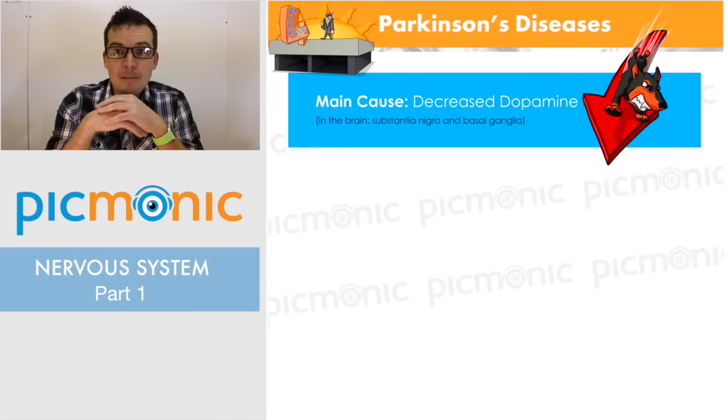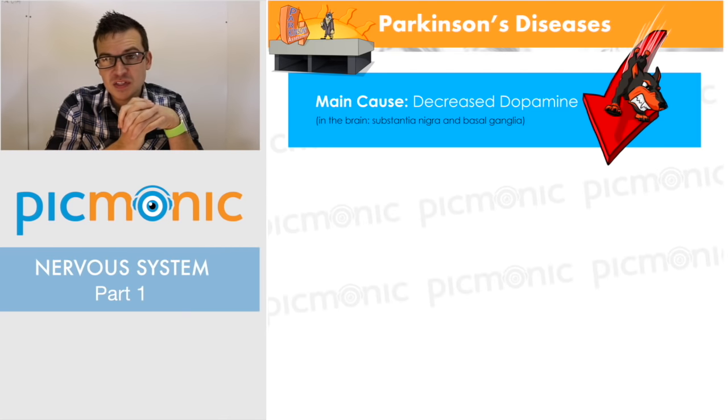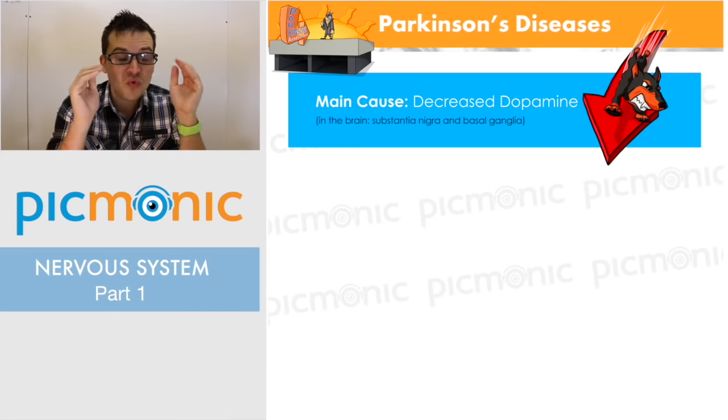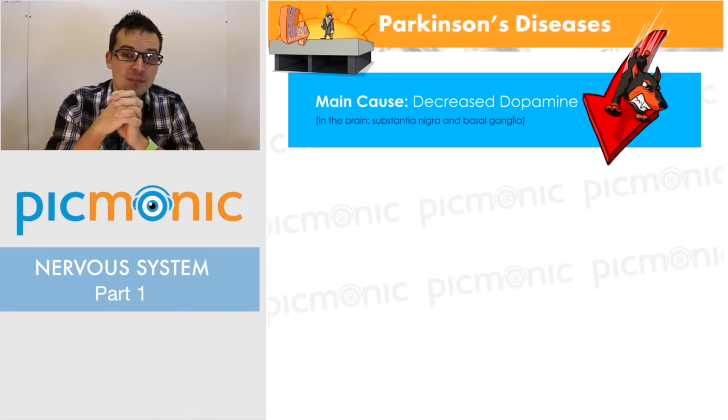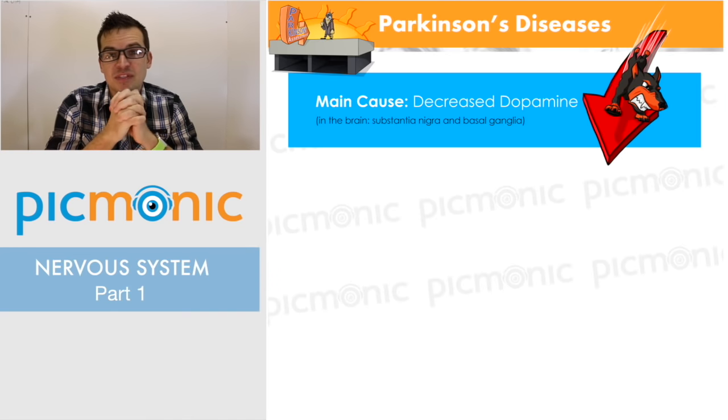First, we're going to talk about Parkinson's disease. Now, Parkinson's disease, or a Parkinson garage, is probably the most important nervous system disorder that I would say you have to just really have everything down for.